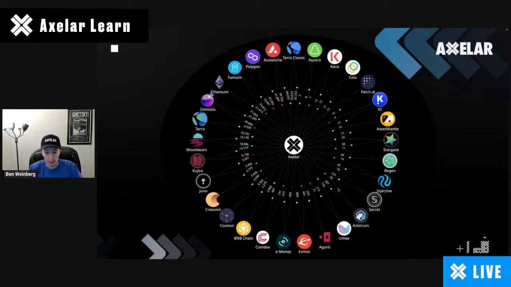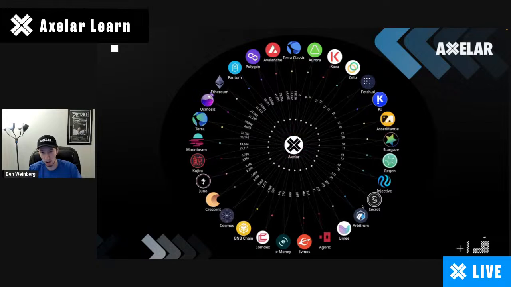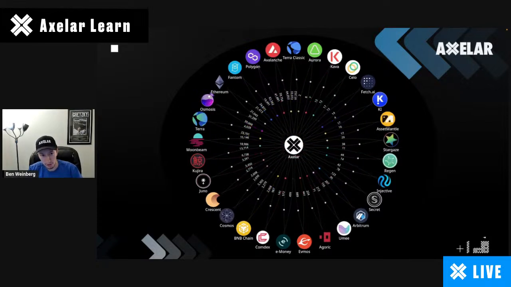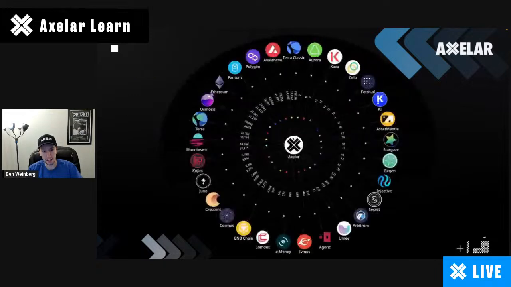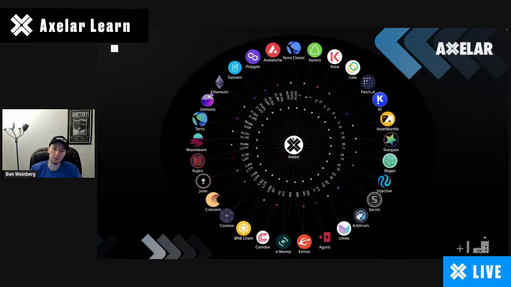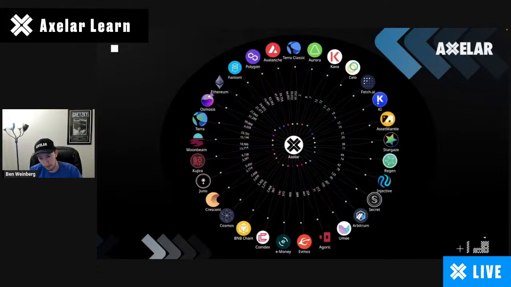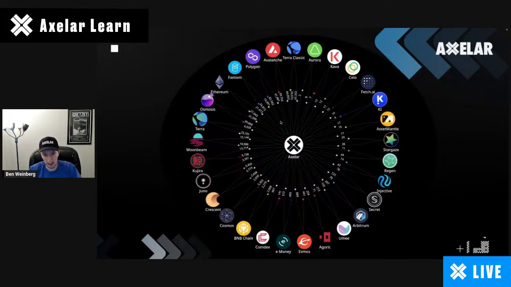We also have chains like Arbitrum. We have, though not on this chart, Linea and Base that are also connected to Axelar. These are examples of layer 2s on top of Ethereum that can now talk to any of these other chains. And what I'm trying to show here is this idea of universal Web3 interoperability. It doesn't matter what consensus mechanism your chain is on. It doesn't matter what virtual machine your chain is running. It doesn't matter basically how your chain is built. Axelar can connect you to the entire Web3 ecosystem.